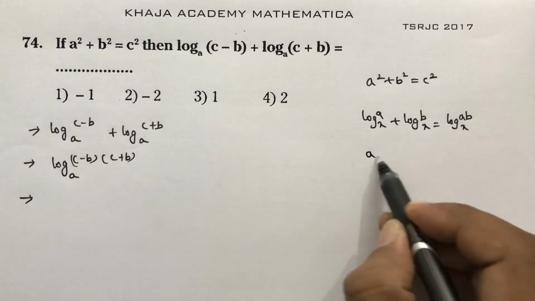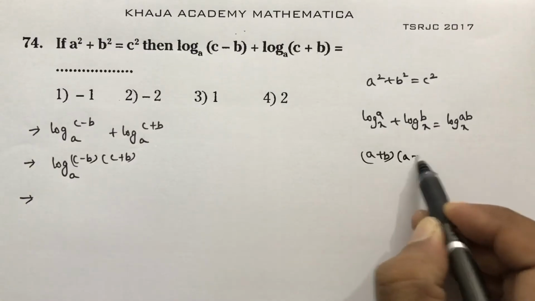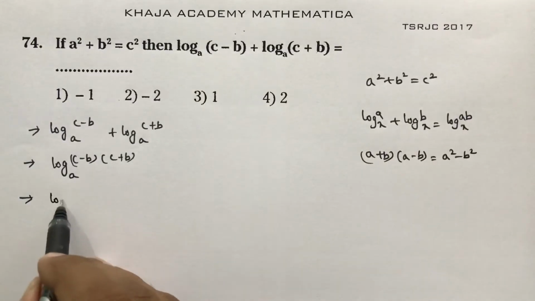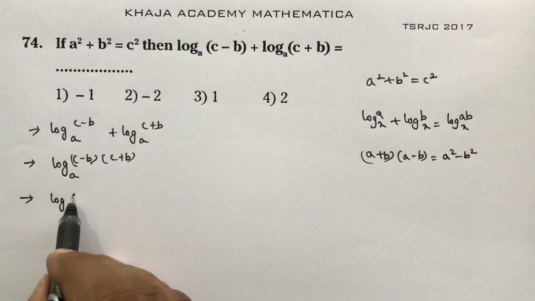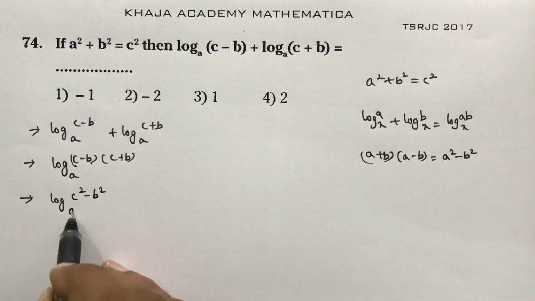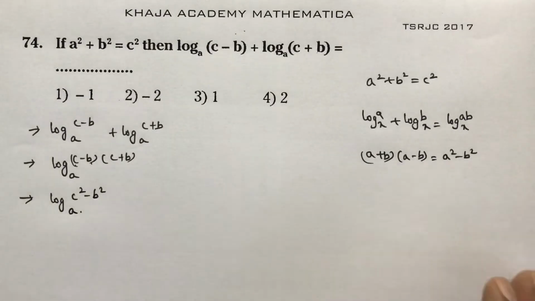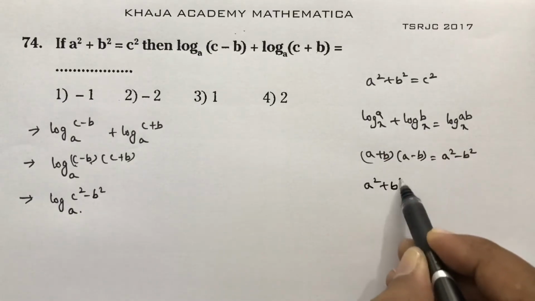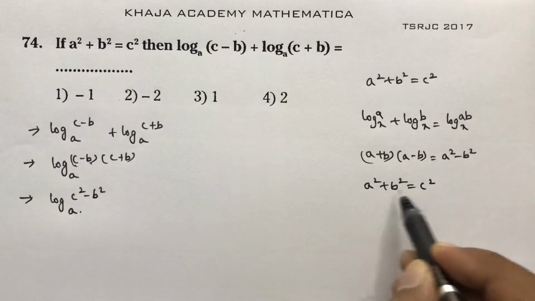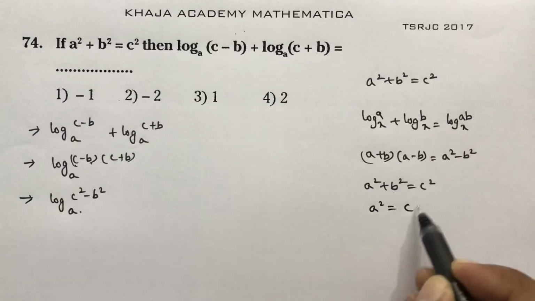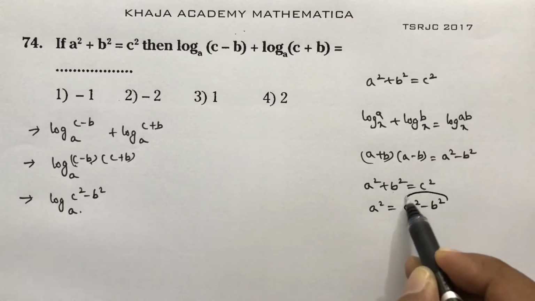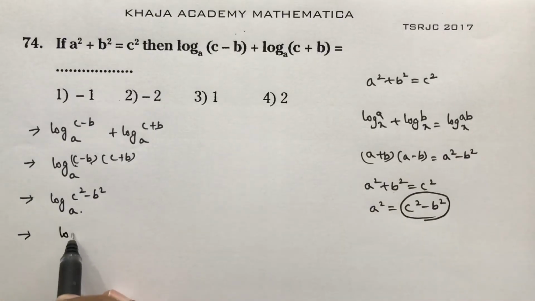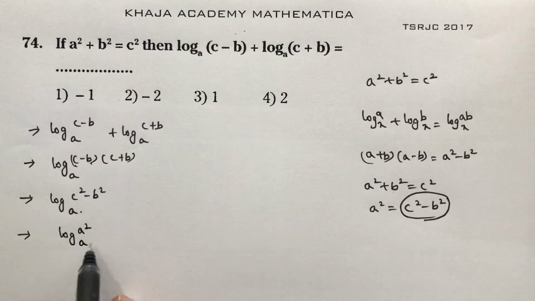Now the identity for a plus b into a minus b is a square minus b square. So here I'll write c minus b into c plus b is c square minus b square, to the base a. Now they gave a square plus b square is c square. So what is c square minus b square? So a square equals c square minus b square. So c square minus b square value here I'll write as a square to the base a.